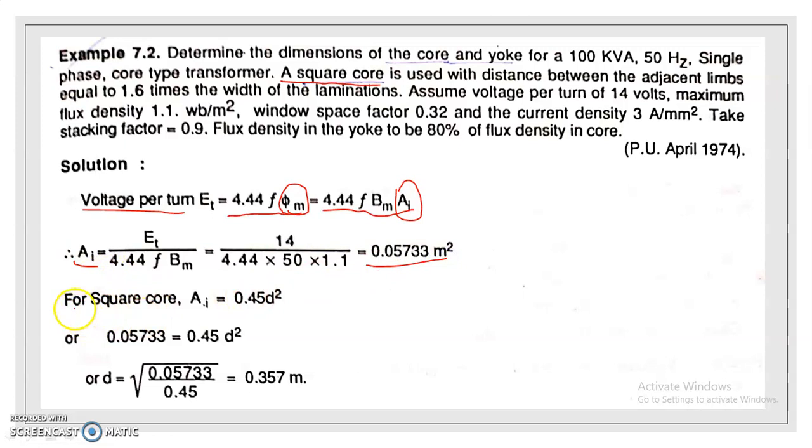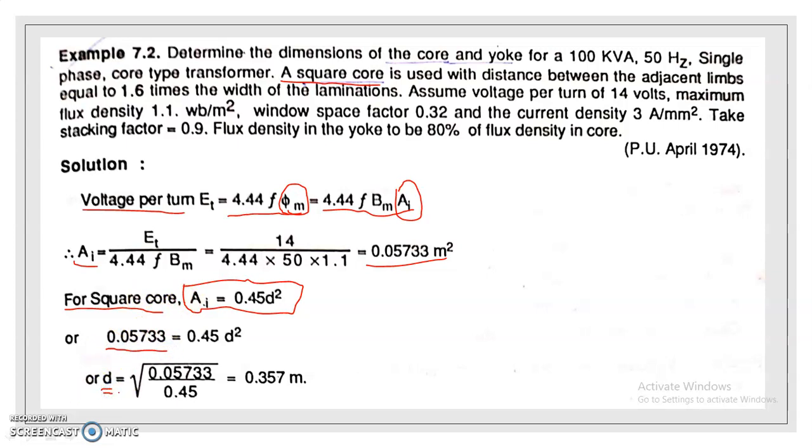For calculating AI, for further calculation you have to use the given problem data, that is square core. For the square core we can define AI is equals to 0.45 d square. Suppose a two-stepped core is given, then you have to utilize AI is equals to 0.56 d square. If it is three-stepped, then you have to use AI is equals to 0.6 d square. Like that, as per the given core type, you have to utilize the relation. Just put the value of AI, and you will get the value of D.